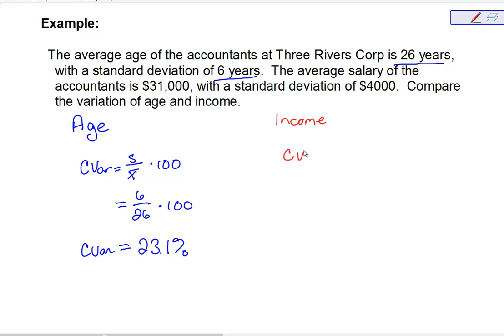For my income, I have a mean of 31,000 and a standard deviation of 4,000. I'm using the exact same formula. So I have 4,000 divided by 31,000 times 100. So 4,000 divided by 31,000 gives me 0.129 multiplied by 100 gives me 12.9%.